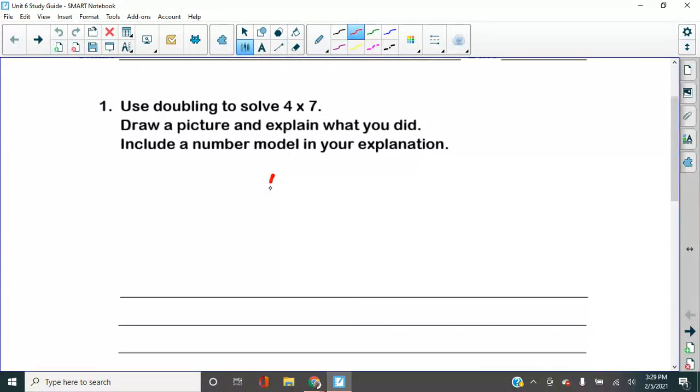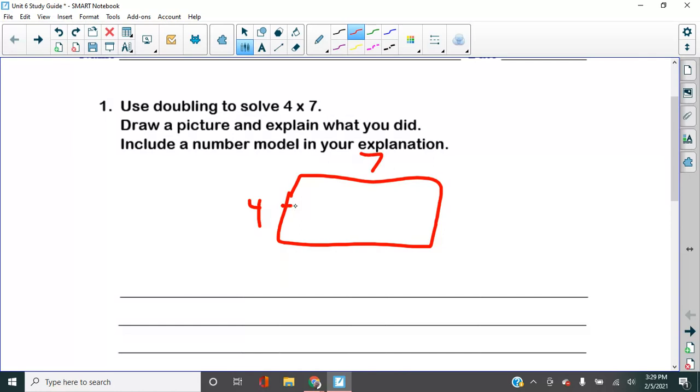Let's do it like this. So we could put our 4 here. Well, hang on. That's not going to work. I got to redo my drawing. All right. So 4 and 7. So if we take this 4 and chop it in half, well, each one of these is going to be 2 then. Right?